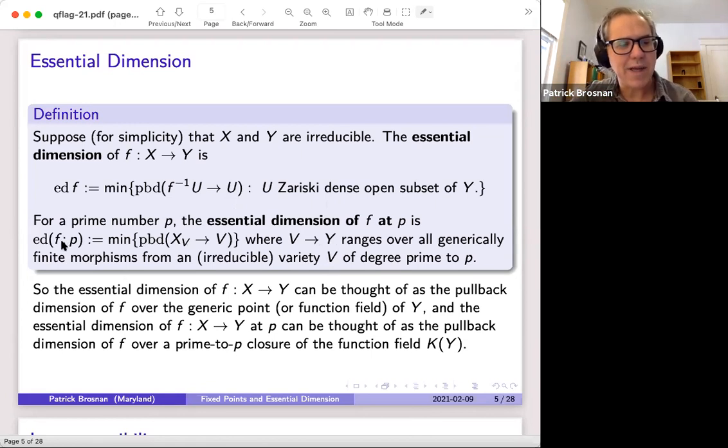And the essential dimension at P seems to be much more computable than the essential dimension, just full stop. So that's kind of the reason for introducing it. In the talk, I'm going to formulate a lot of things in terms of essential dimension just for simplicity, but most of them hold for essential dimension at P for some particular prime. So the essential dimension of F from X to Y can be thought of as the pullback dimension over the generic point, and the essential dimension of the map from X to Y at P can be thought of as the pullback dimension of F over a prime to P closure of the function field of Y. So that I think is a good way to think about it.